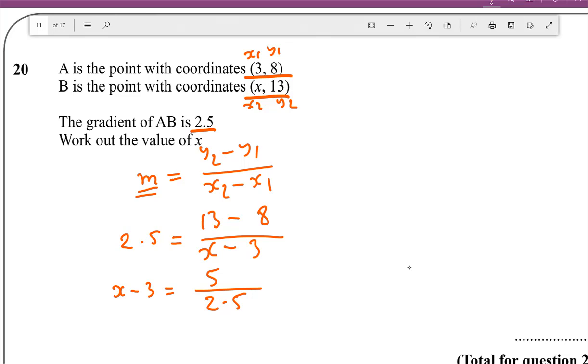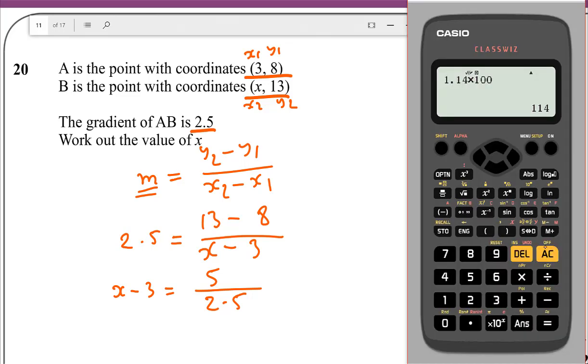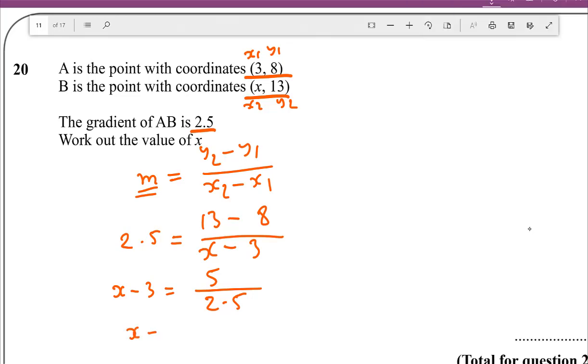So 5 divided by 2.5, let's work this out. 5 divided by 2.5 gives us 2. So x minus 3 is equal to 2. Now add 3 on both sides, and that will give us x is equal to, these two cancel out, and 3 plus 2 is 5. So x is equal to 5, and that's our answer.